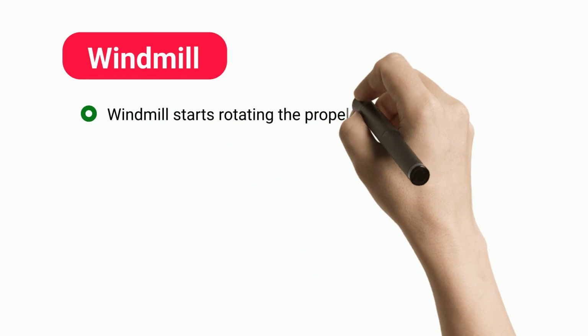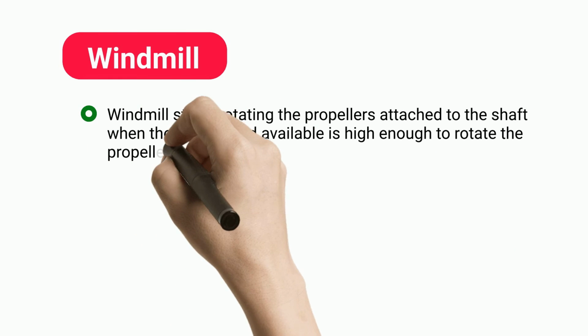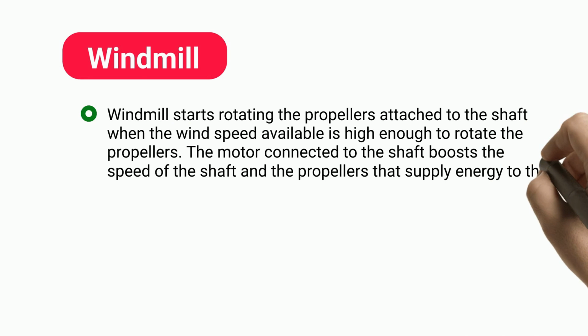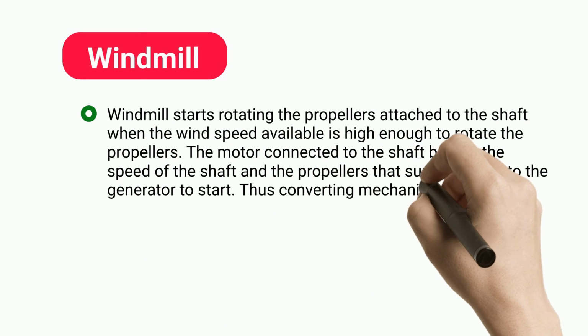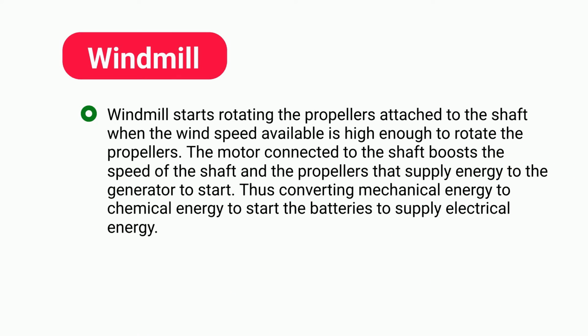Windmill. Windmill starts rotating the propellers attached to the shaft when the wind speed available is high enough to rotate the propellers. The motor connected to the shaft boosts the speed of the shaft and the propellers that supply energy to the generator to start, thus converting mechanical energy to chemical energy to start the batteries to supply electrical energy.